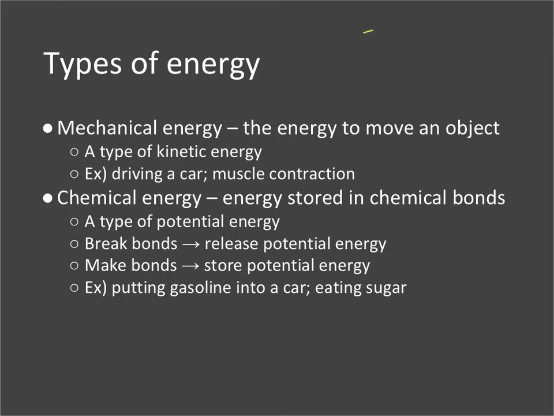We mentioned how there are basically two main types of energy: kinetic and potential energy. Well, there are some subtypes of kinetic energy and some subtypes of potential energy. The subtype of kinetic energy we're going to focus on in this lesson is something called mechanical energy. Other forms of kinetic energy can include things like light, heat, and radiation.